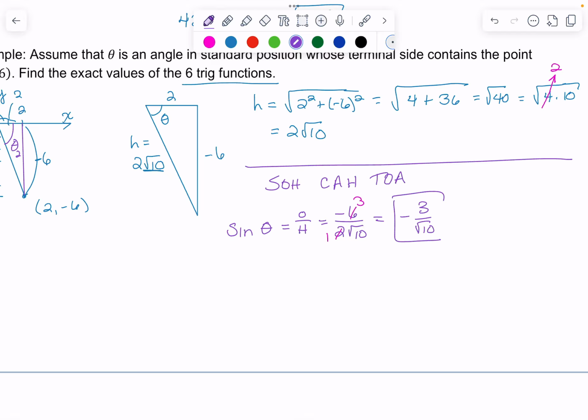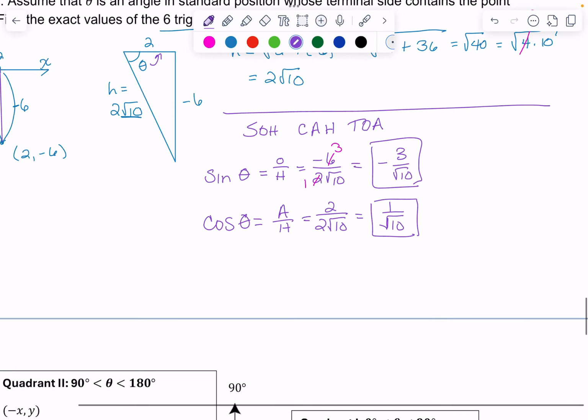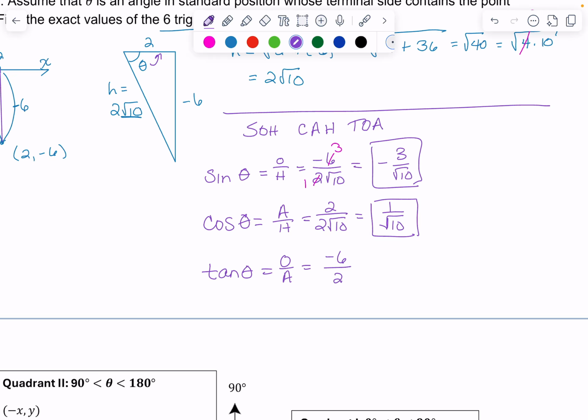That's my sine value. My cosine function is equal to adjacent over hypotenuse. That means I want this side. That's my adjacent side right there. So now I get to do 2 over 2 square root of 10. And that's going to be equal to just 1 over the square root of 10. If you want to rationalize these, you can. It really doesn't bother me. Last one, tangent theta on this part is equal to opposite over adjacent. So my opposite side was -6. My adjacent was 2, and so I'm going to get -3 off of that one.